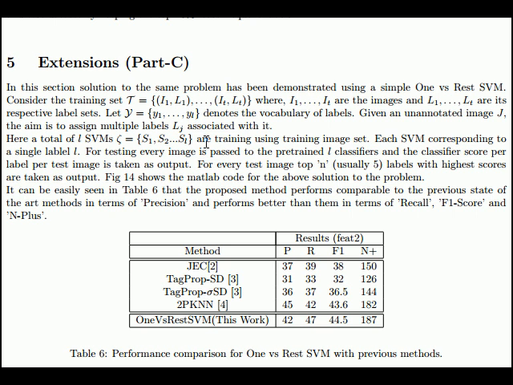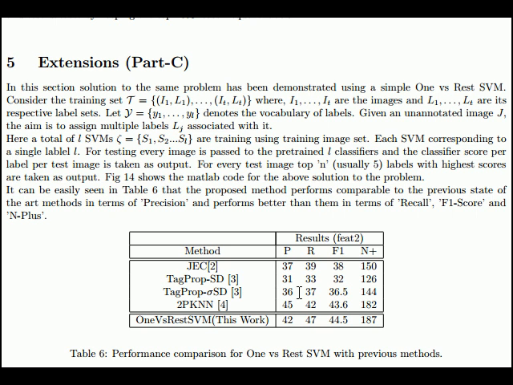For any new unannotated test image, we pass the image features to all the SVMs and get scores from them. For every test image, we pass it into the pre-trained set of L classifiers. The classifier score per label per test image is taken as output. For every test image, the top 5 labels are assigned to it as the output.